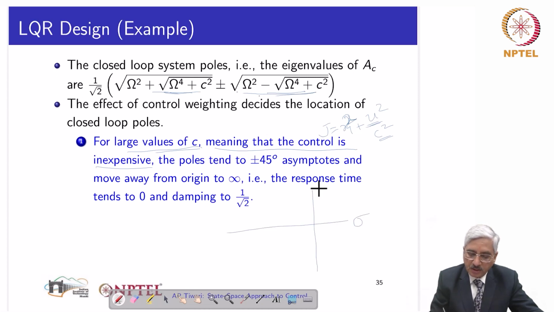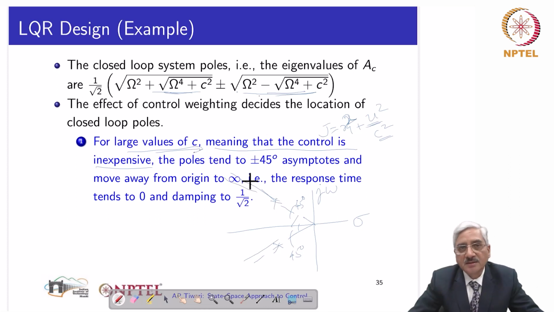So if we look into the S plane, the roots will be located on plus minus 45 degree. This will be 45 degree, this will be minus 45 degree too, and the roots will go on this, asymptotic to this. When C is infinity, then they are on this, and at infinity, they are at infinity.